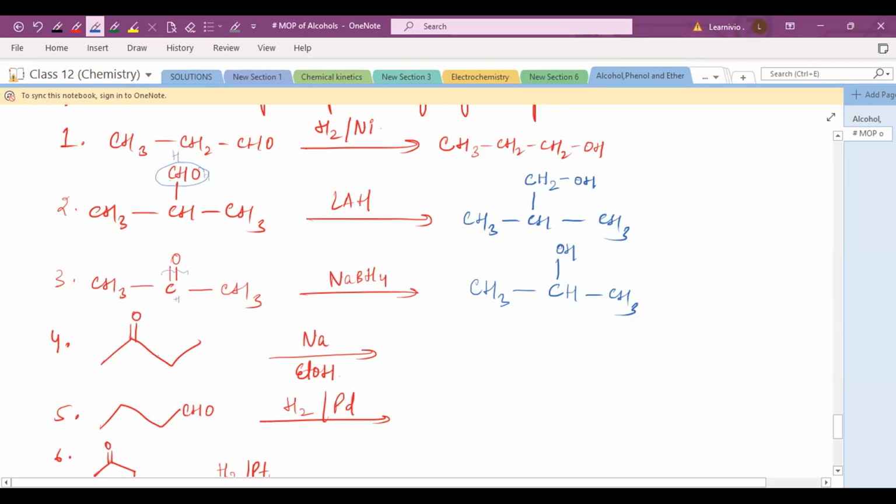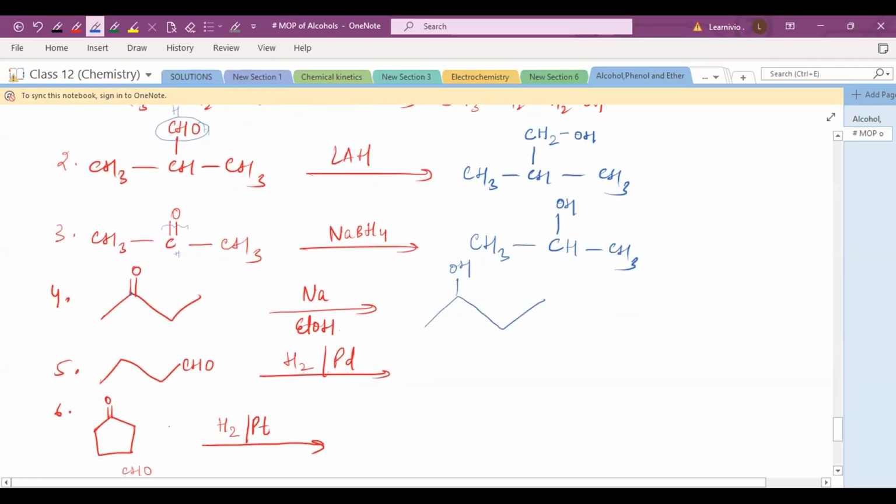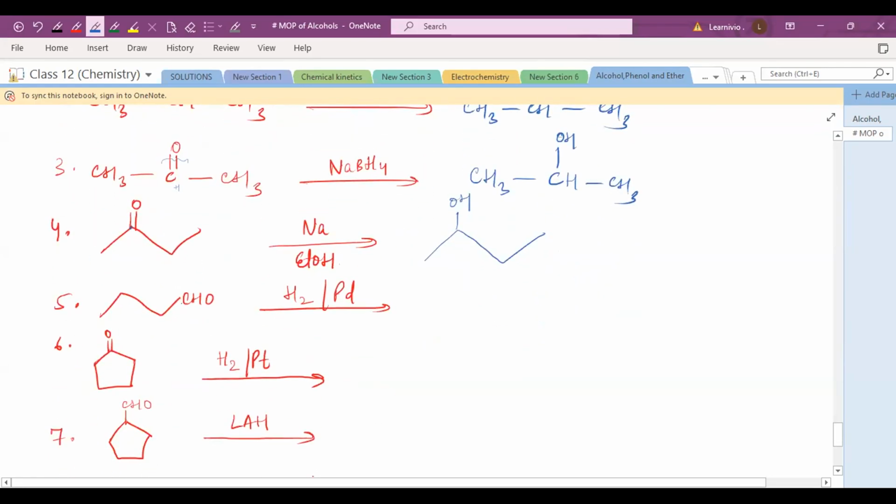Fourth question. Again, the same thing. The OH will be there in place of. So which will be attached. Number of carbon should be same. Number of carbon will not increase. You only have to add two hydrogen. So what will happen? One, two, CH2OH, CH2.